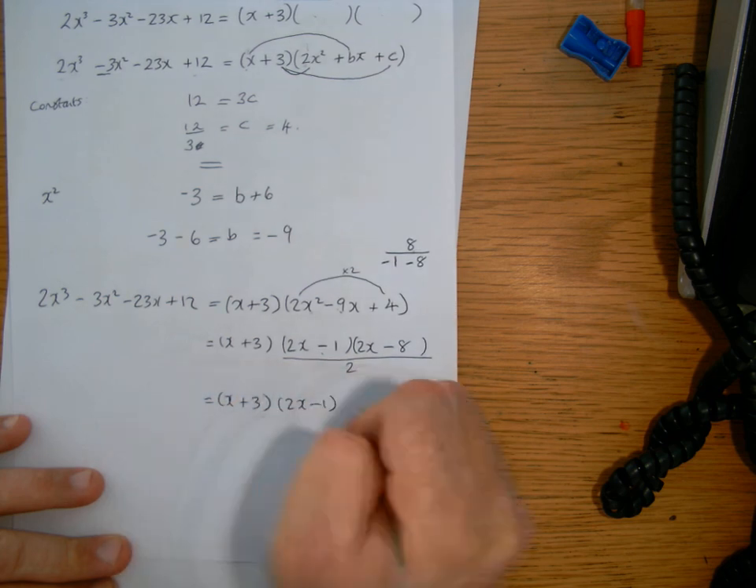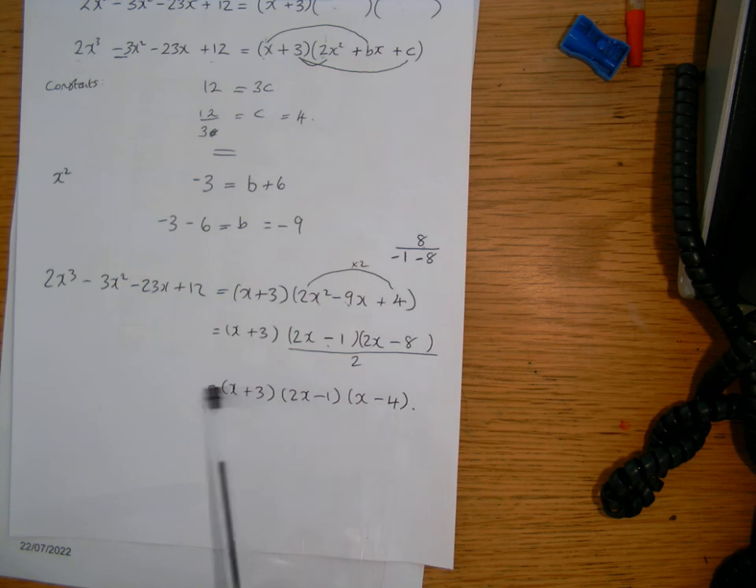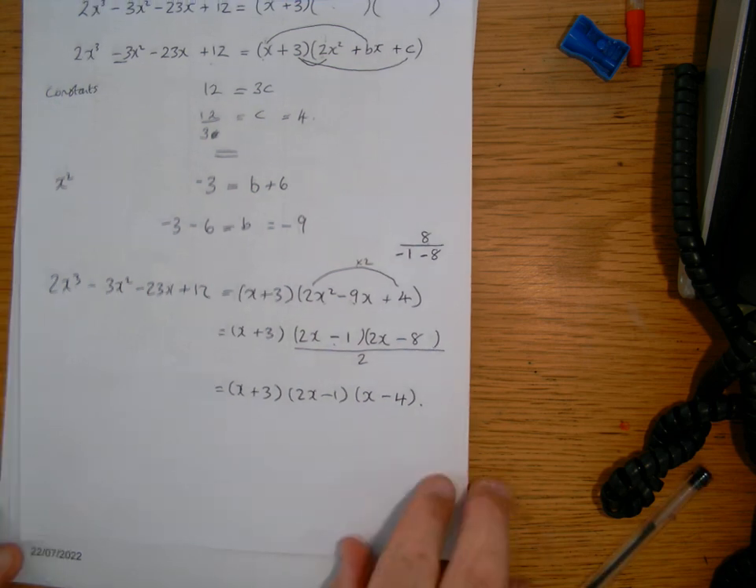And you can see then which bracket we can divide by 2. Well, the first bracket you don't touch. The second bracket, though, we can divide by 2. And you get then your solution. So x plus 3, 2x minus 1, x minus 4 is your cubic factorisation of this. It doesn't matter the order of the brackets, they could be any way around. And we're done.